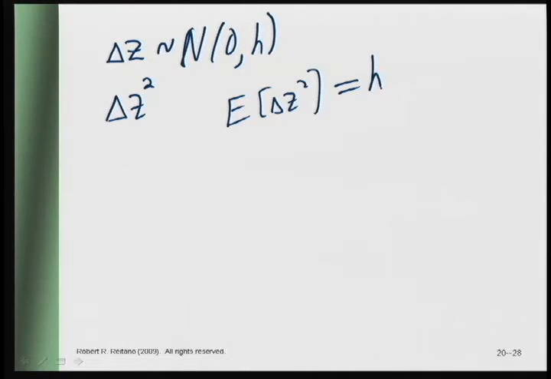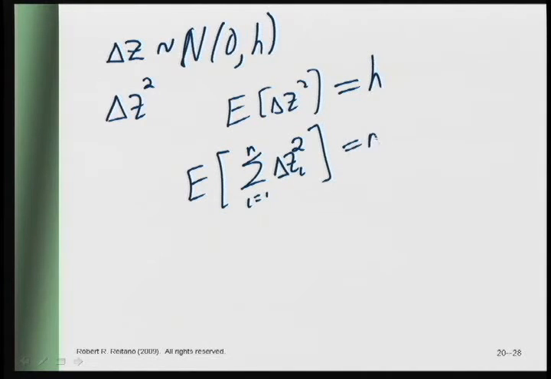Why? Because the expected value of delta z squared is by definition the variance of delta z. So it's h. So the expected value of this mysterious sum of squares, which I'll denote as the sum of delta zi squared, where delta zi is the change in z over the ith interval, is nh, and that's t, right? By definition, nh is t.